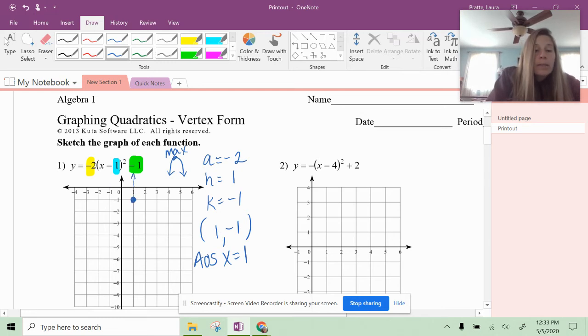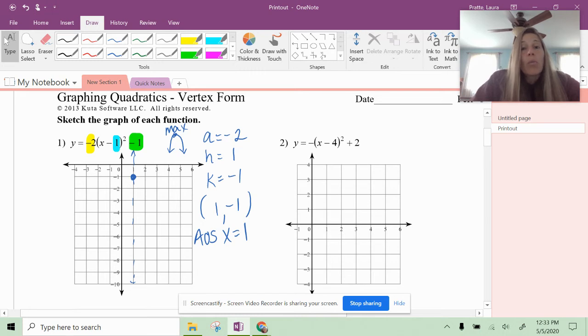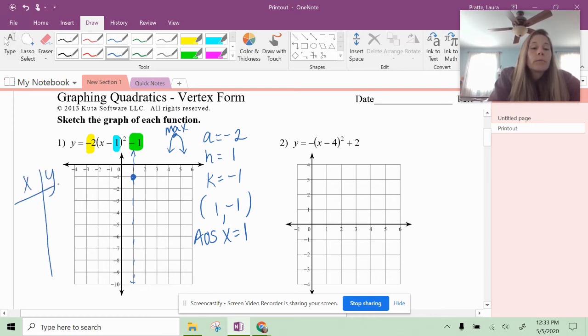and do my axis of symmetry. And now you just have to find one more point and then match it on the other side. So if I'm going to find one more point, I can do a number for x. So obviously I don't want to pick a 1 since that's already my vertex. So I want to pick either a 2 or a 0. So I'll try a 2.